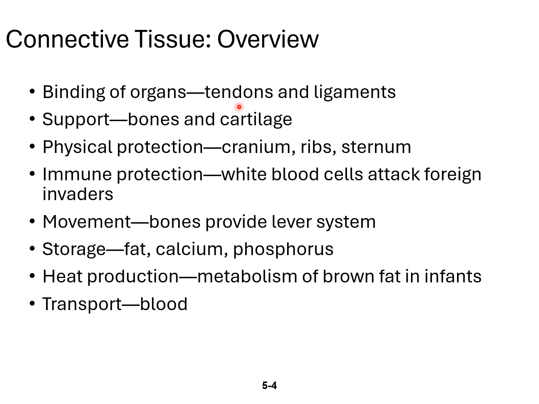Binding of organs: tendons and ligaments. Support: bones and cartilage. Physical protection: cranium, ribs, sternum, because those are bone. Immune protection: white blood cells attack foreign invaders, because you might forget blood is a part of connective tissue. Movement: bones as lever systems, we'll go over that in chapter 7. Storage: fat, calcium, phosphorus are all stored in bone and in adipose tissue, which is also connective tissue. Heat production: brown fat in bears and in infants. And also transport with the blood.